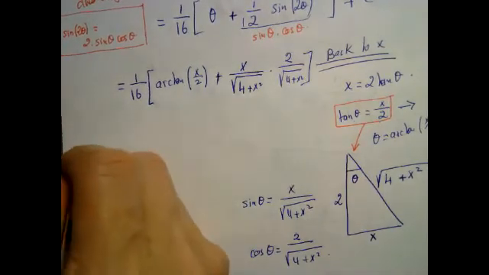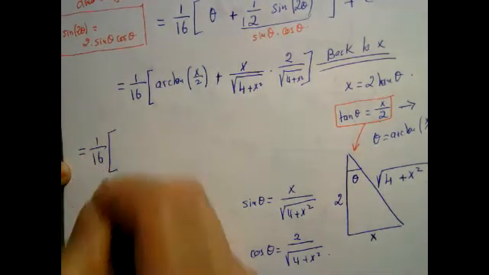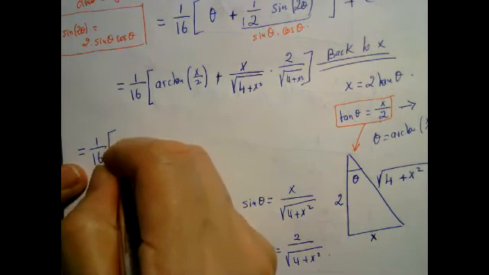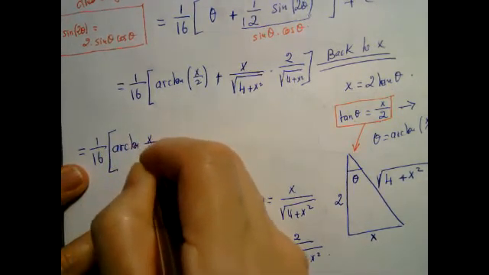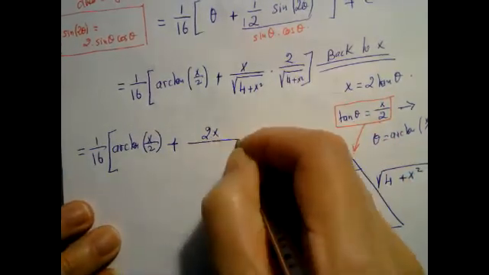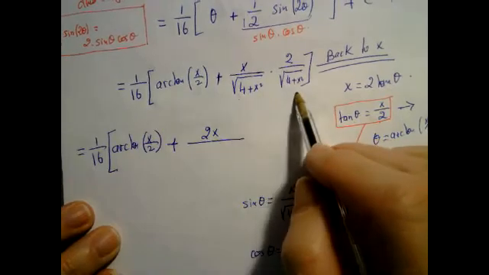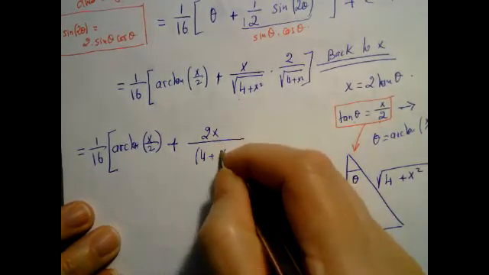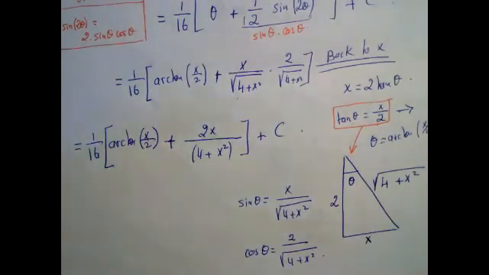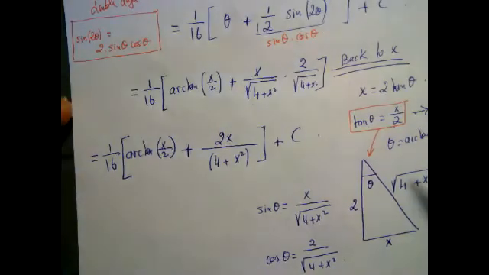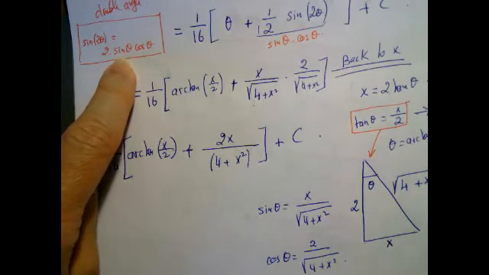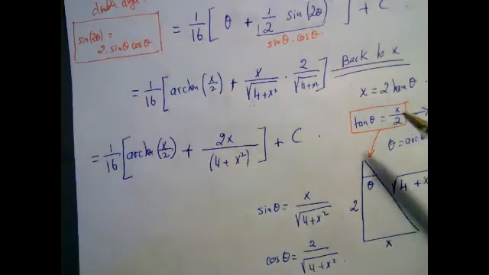Now I can simplify a tiny bit. I will have 1 over 16 times arctangent x over 2 plus 2x over the square root of 4 plus x squared times the square root of 4 plus x squared, which gives me 4 plus x squared, plus C. End of the problem. It's a long problem, but it's not bad at all. That's the formula we're going to use since it's going to come up in this section, and we need it.